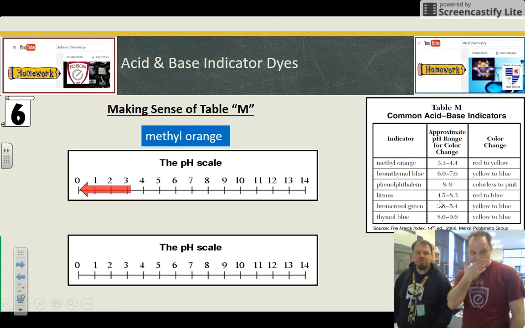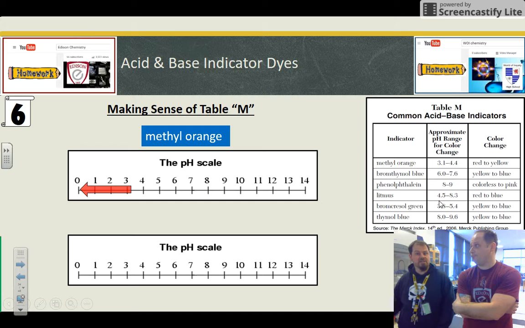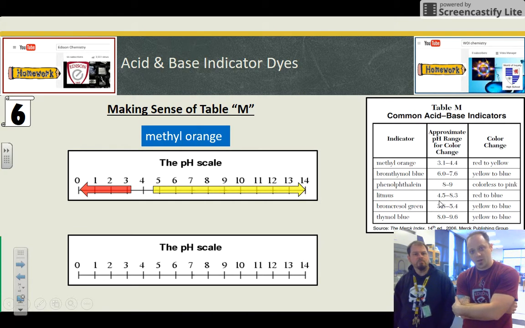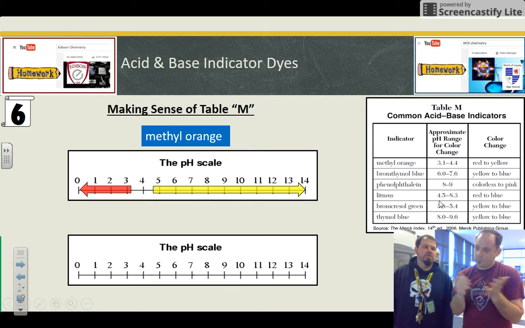So methyl orange from 3.1 left is going to be red, because red is the left color, and I'm on the left part of the range, right? From the right, it's going to be yellow. Above pH 4.4, it's going to be yellow because we're on the right-hand side of the color range change. It says yellow.